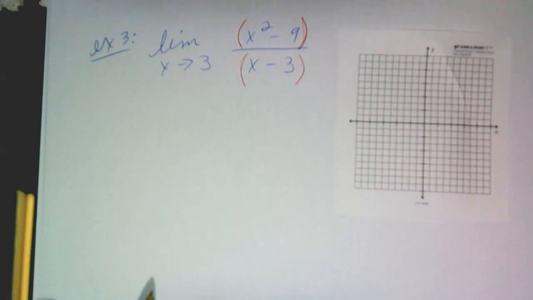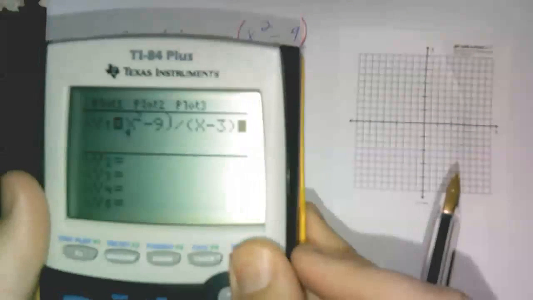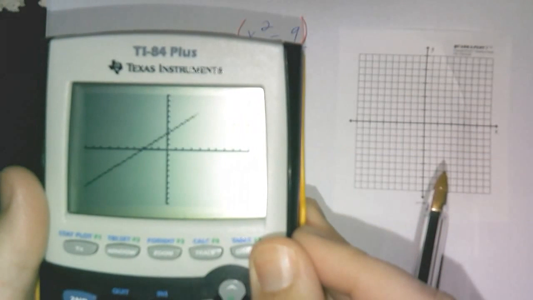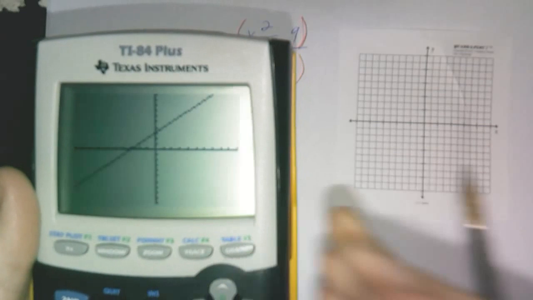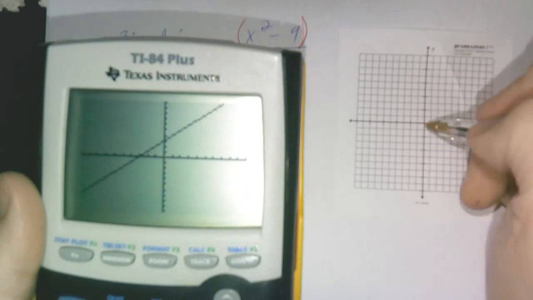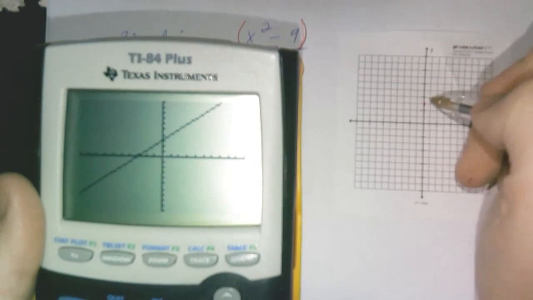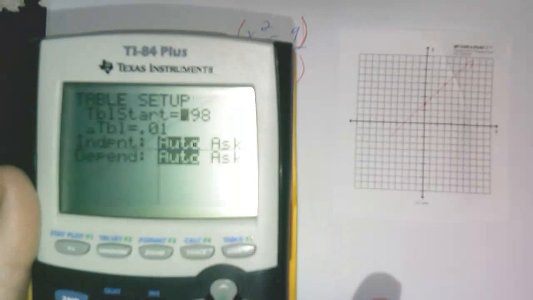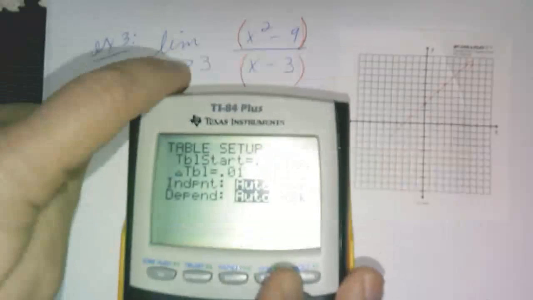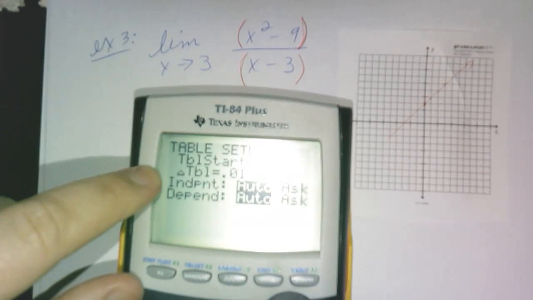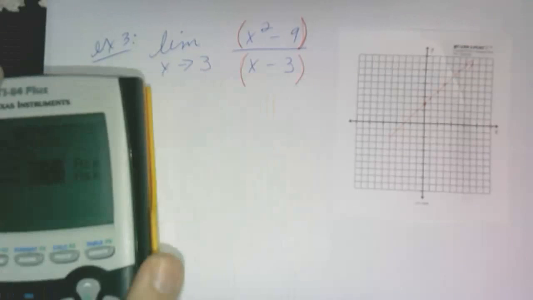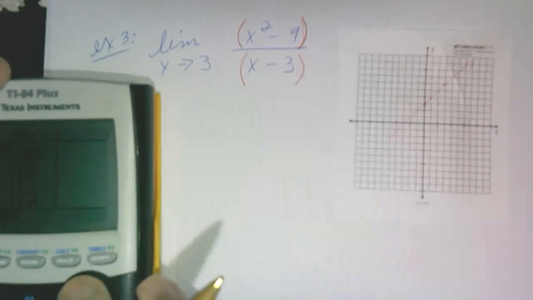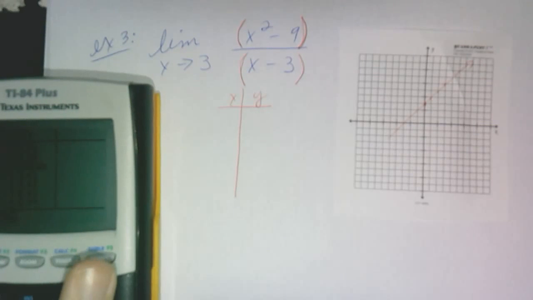So, all right, if you hit graph right now, it looks like a straight line, doesn't it? If we go to our table, and again, we do our table of values and we start at 3, go by ones. And let's look at our table. It says error. That is because you don't see it in the graph, but there is a hole in this graph. There's actually a hole at 3.